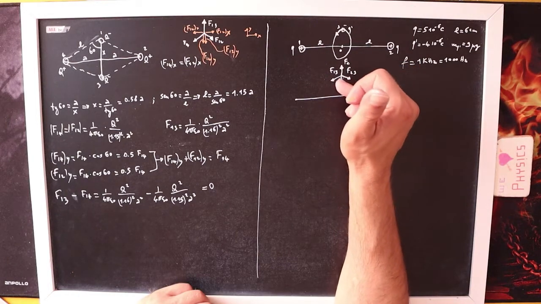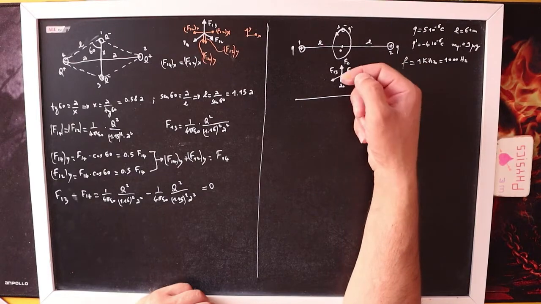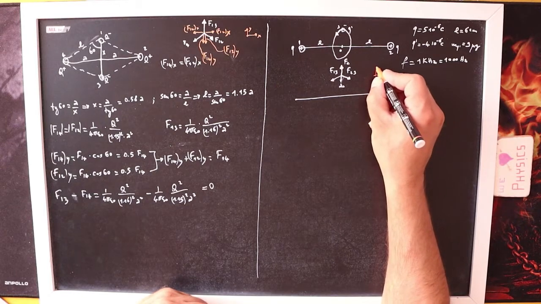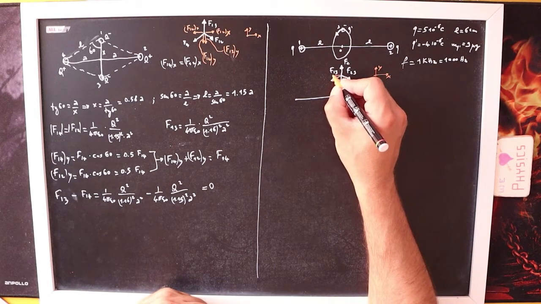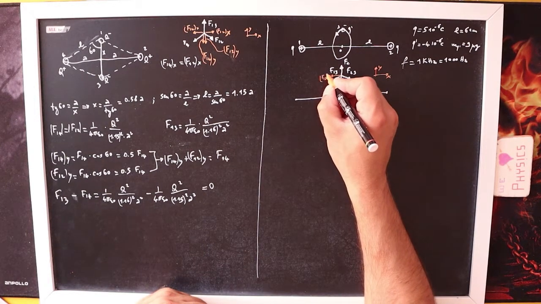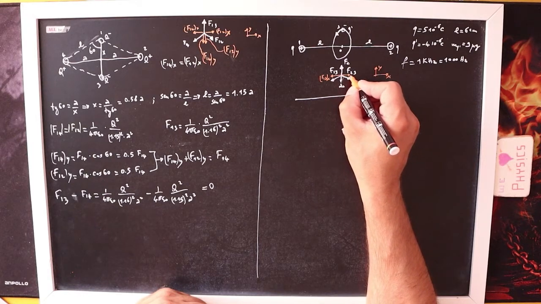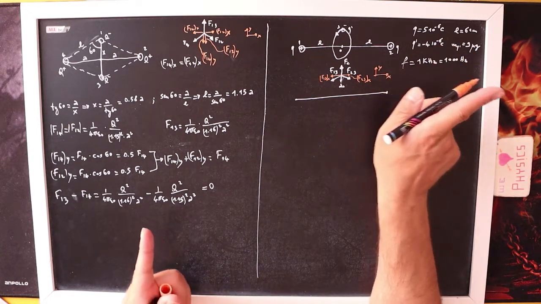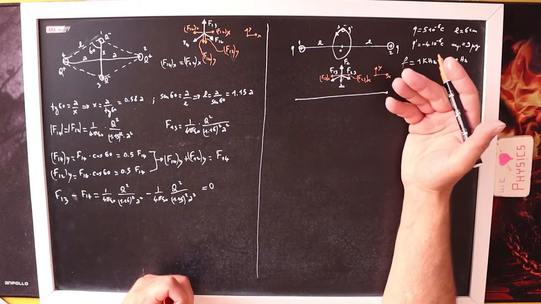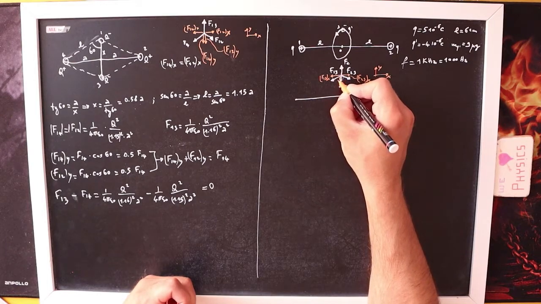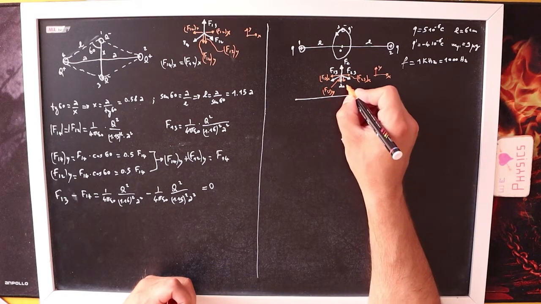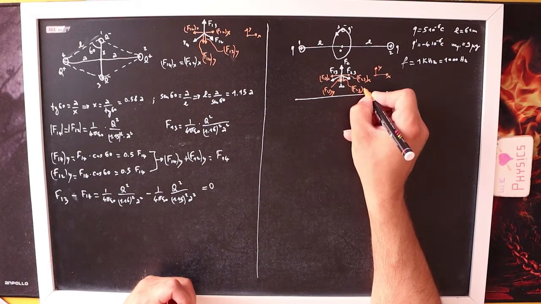If they are symmetrical and have the same modulus, then we don't have to consider the x components. If we put the x, y axes, the x component of F13 and the x component of F23 are the same but point in different directions. Therefore the sum of them is 0. So we have to add just the vertical components, F13 along y and F23 along y.